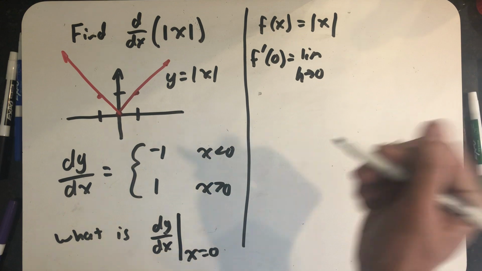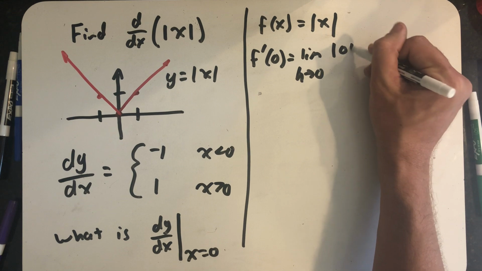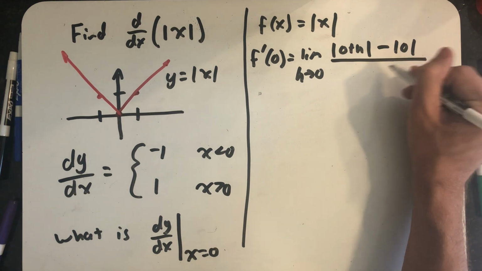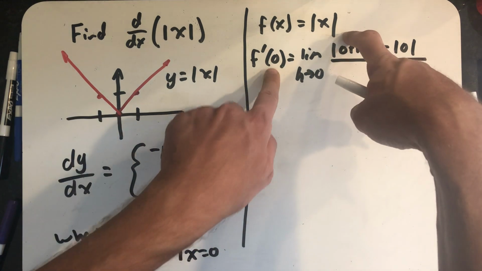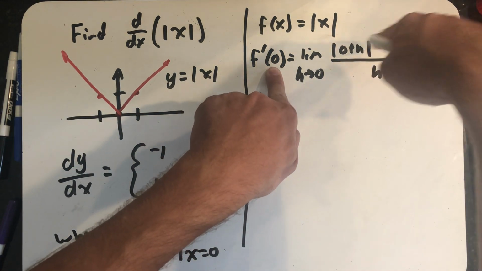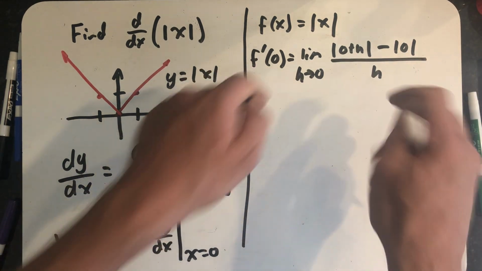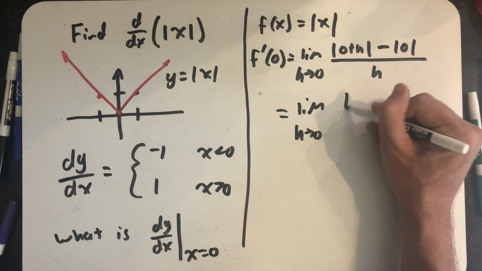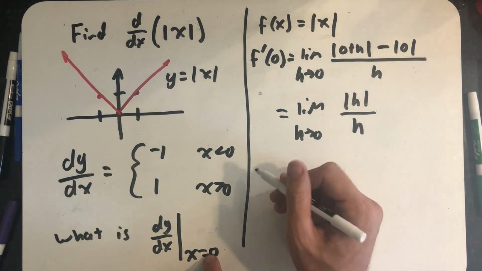So if I go back to my definition of the derivative at a point from section 3.1, I would get this. The derivative is the limit as h approaches 0 of the absolute value of a plus h, where a is 0, because that's what my function says, minus the absolute value of a, all over h. And so here, I would have this limit, right? The limit as h approaches 0 of the absolute value of h over h.